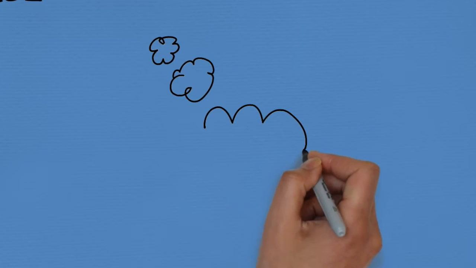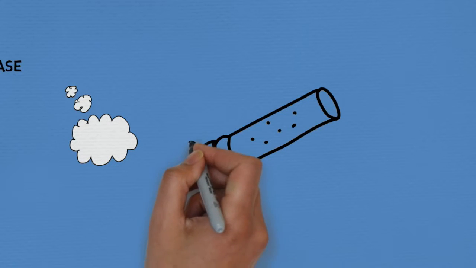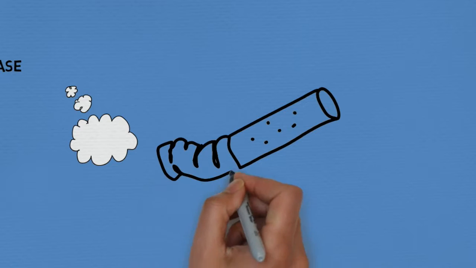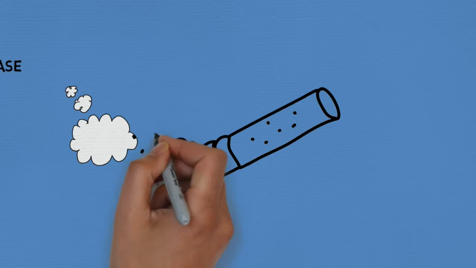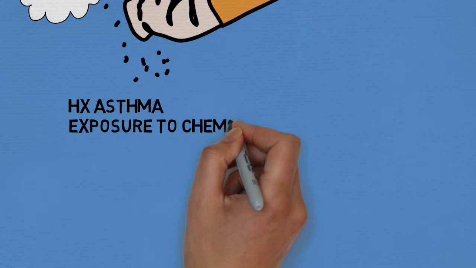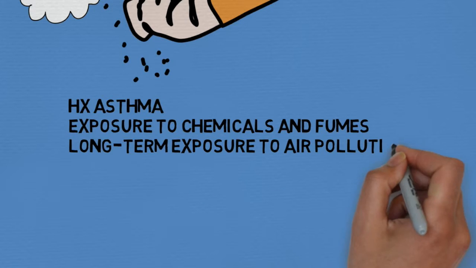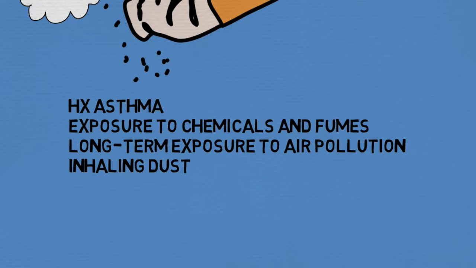So what could have caused this in the first place? In many cases, cigarette smoking. Thus, part of your teaching will have to do with smoking cessation. Some other causes include history of asthma, exposure to chemicals and fumes, long-term exposure to air pollution, and inhaling dust.